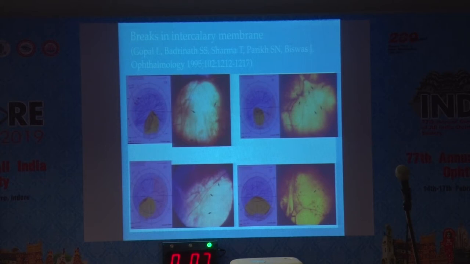So it's not visible. So it's not like a full oval break, but it is like a break with half an oval area which is cut off, and that is contributing to the detachment of retina. Now, it's not easy to appreciate the small rim of intracalary membrane detachment in all eyes that you see, like micro-ophthalmic eyes with severe nystagmus. So it may not be easy to detect the presence of intracalary membrane detachment in all the eyes preoperatively.